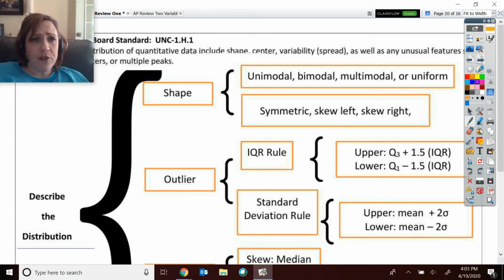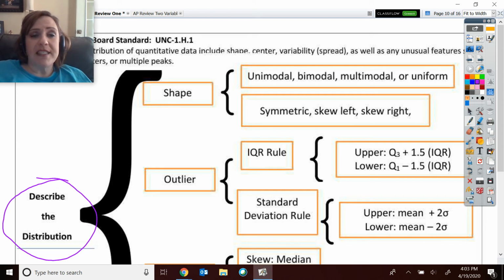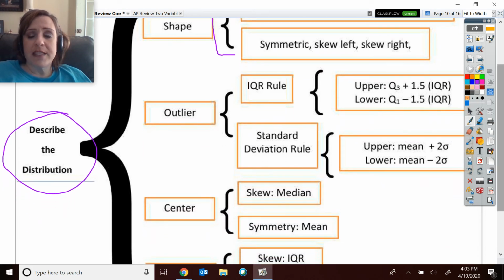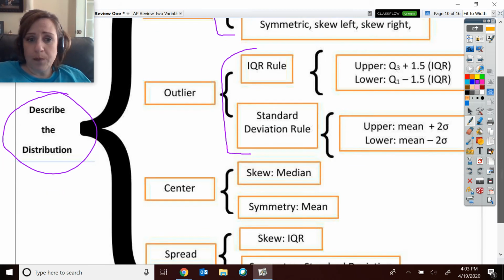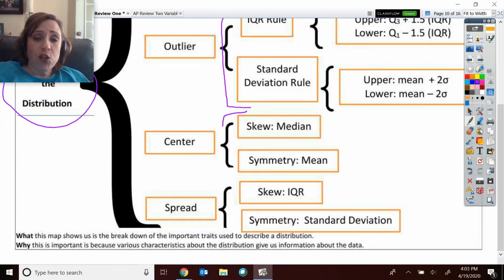Here was another thinking map just to remind you of your SOCS describing the distribution, what kind of words you are using for shape, what kind of situations you have for outliers, either that IQR rule or that standard deviation rule. The center, if you have skew, then you want to use that median, and for spread, IQR. But for symmetry, you can use that mean and standard deviation.